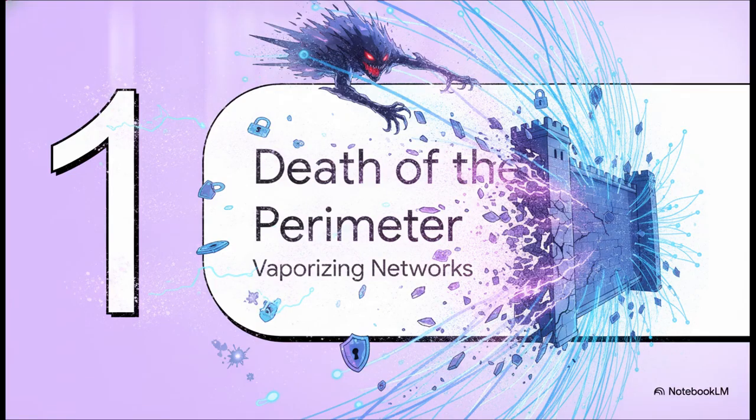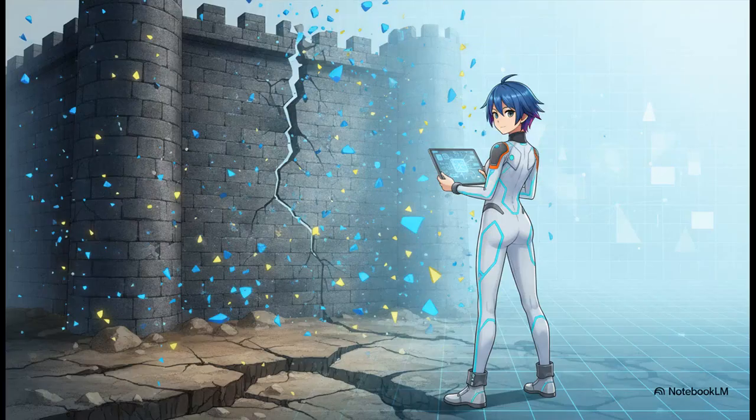Section 1. Death of the perimeter. The vaporization of traditional networks. The castle and moat security model is dead, period. For decades, we built these massive outer walls, we dug these deep digital moats, and we just assumed that everything inside was trusted. But here is the terrifying, urgent reality we're dealing with. Those legacy outer walls, they offer zero protection today. The perimeter is totally gone. Assuming anything inside your network is inherently safe is just an incredibly dangerous mindset to have right now.